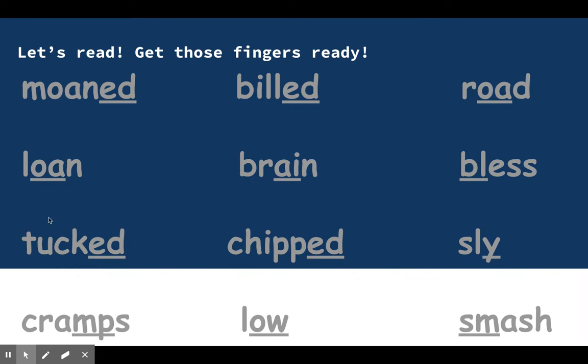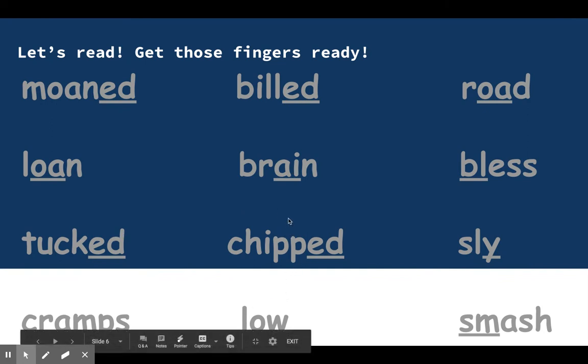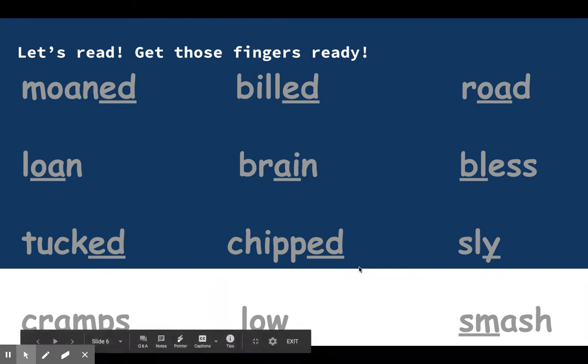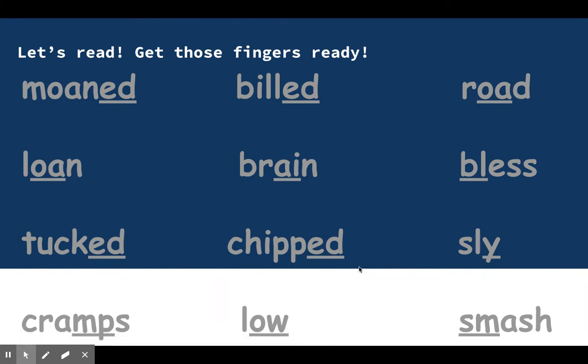So the base word here is tuck. Today you might tuck someone in. Last year you tucked them in. Try this one. Oh, look at that double P. Think about why I doubled that P. To keep the vowel short. Let's try it. Ch, I, p, t, chipped. Like I chipped my tooth when I ate that candy cane.